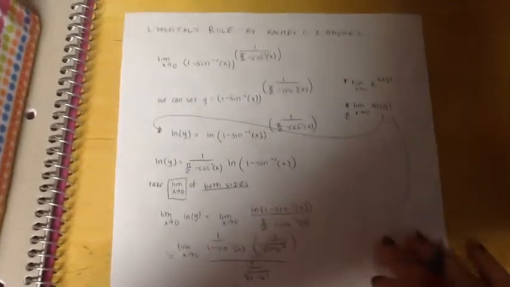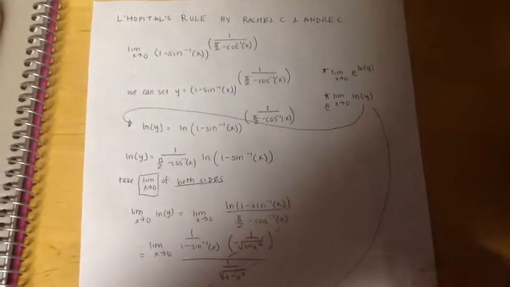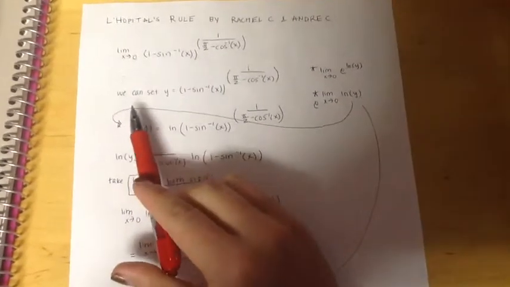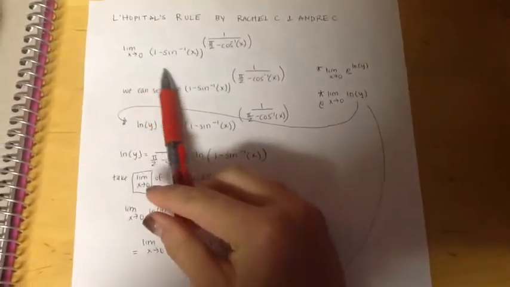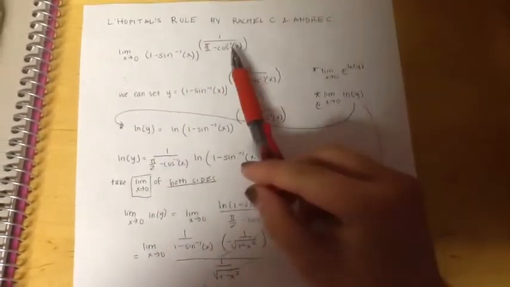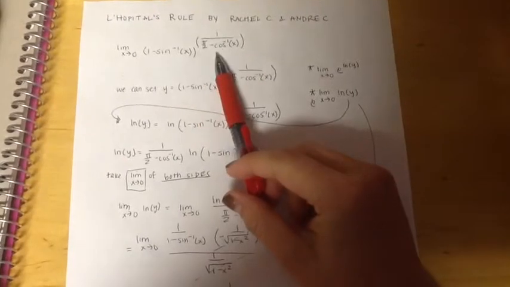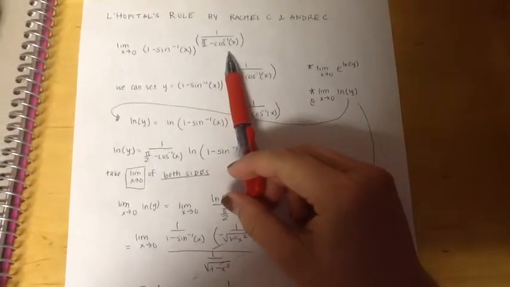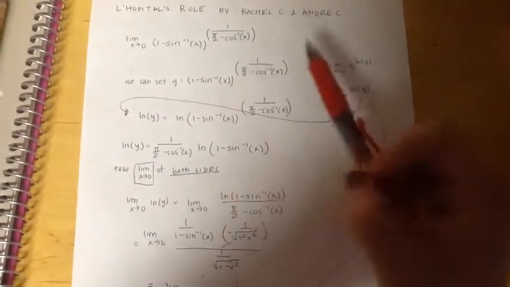Today, Andre and I did L'Hopital's rule. Our problem is the limit as x approaches 0 of (1 minus the inverse of sine of x), all to the 1 over (pi over 2 minus the inverse of cosine of x).